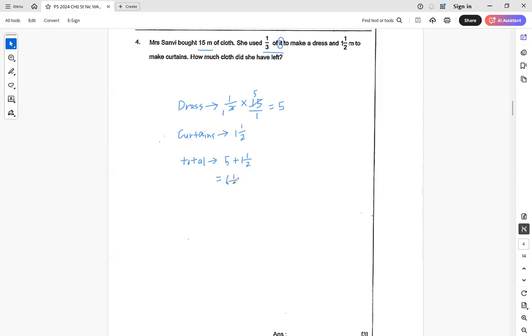All right. But the question is asking how much is left. So to find left, we just take the original length, which is 15 meters, minus the total used. So 15 minus 6.5. For this, because calculator is allowed, you can either use your calculator, or if you want to do by yourself, you can change this 15 into 14 and 2/2. Then you minus 6.5. Okay, that will leave you with the answer 8.5 meters. So the answer for question 4 will be 8.5 meters.